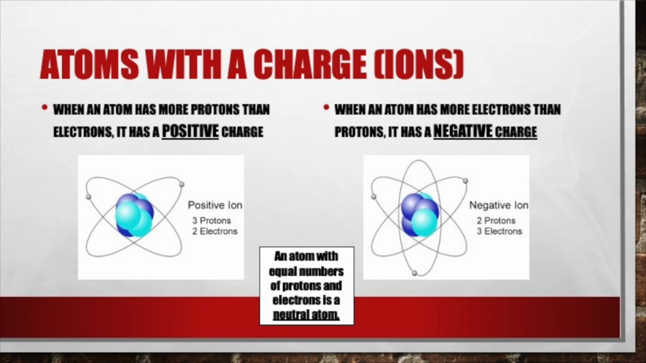So you could have an atom with a charge. If the atom has more protons than electrons, then the atom will have a positive charge, and we call it a positive ion, or just an ion. If the atom has more electrons than protons, then it's going to have a negative charge, or we call it an anion. You don't have to remember those vocabulary words. You just need to know that the atom can have a charge, and that charge is dependent on the comparison between the protons and electrons.